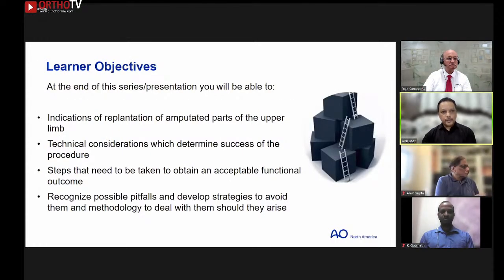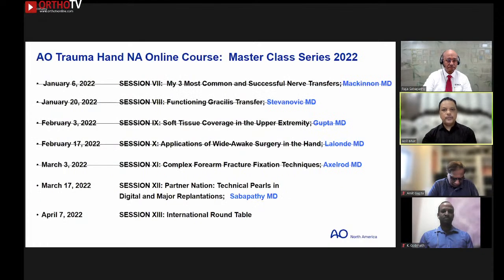The learning objectives at the end of this presentation would be to know the indications of replantation of amputated parts of the upper limb, technical considerations which determine the success of the procedure, steps that need to be taken to obtain an acceptable functional outcome, and to recognize possible pitfalls and develop strategies to avoid them and methodology to deal with them should they arise. So these will be the learning objectives for this particular session.